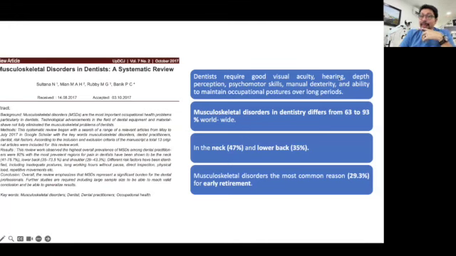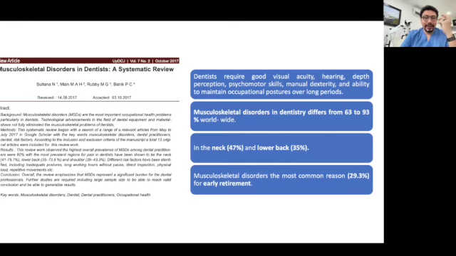And let's see a systematic review, again, related to the ergonomics and to the positions that we need to have. This was published by Sultana in 2017. It is a systematic review, and if you see the numbers, it's a problem that we need to take care of. The musculoskeletal disorders in dentistry are going from 63 to 93%, which is very high.